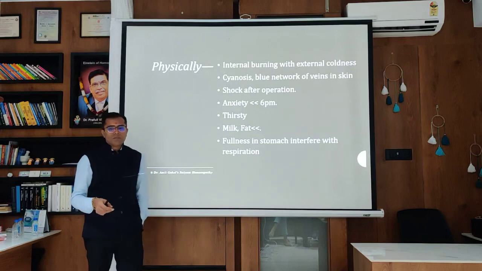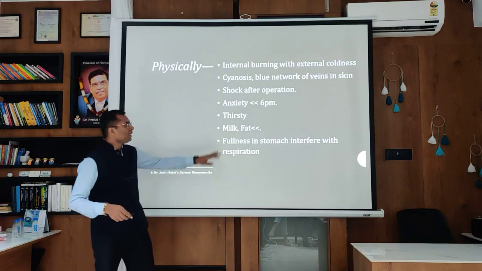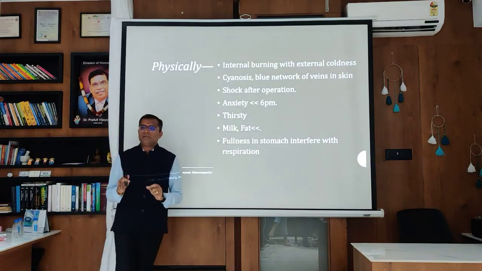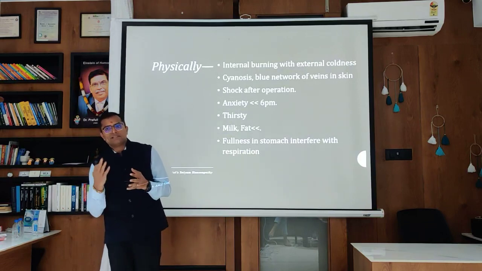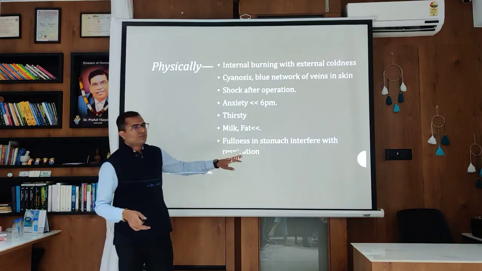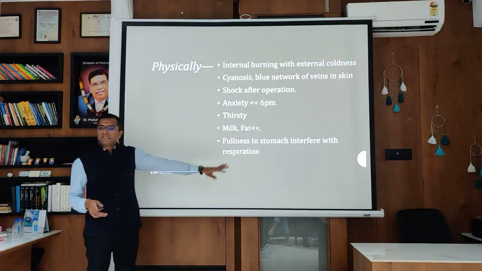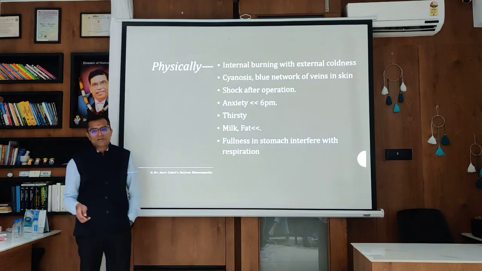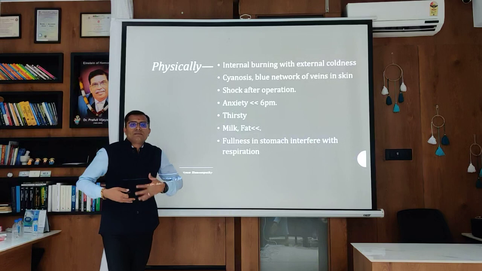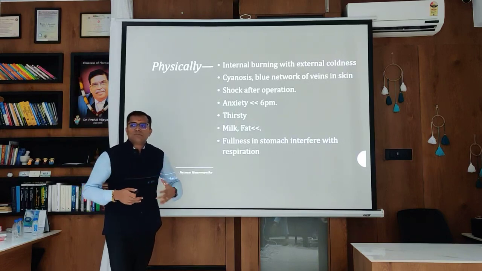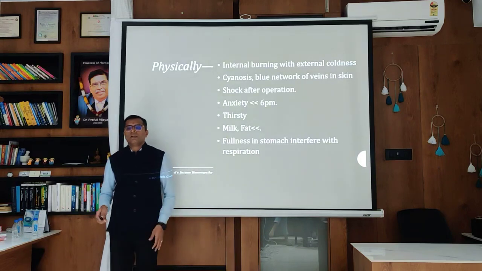Thirsty, milk and fat aggravate. Fullness in the stomach. Why do milk and fat aggravate? Every fat gets digested very slowly. Carbohydrate is digested very easily, protein is the second one and fat is the third. So the slowness of digestion aggravates because of fat. Fullness in the stomach interferes with the respiration. इतना गैस हो जाता है कि गैस की वजह से सांस लेने में दिक्कत हो जाती है. That is what the patient is expressing in terms of fullness of the stomach interfering with the respiration.